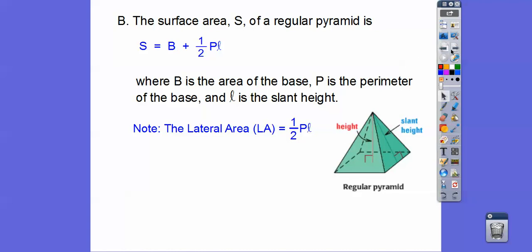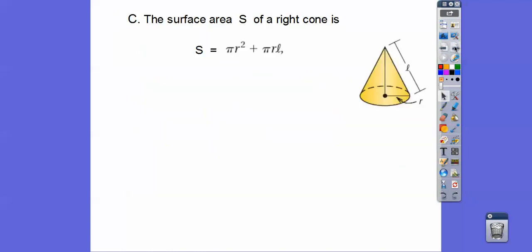Anyway, oh yeah, surface area of a right cone is the area of the base. The base is a circle, pi r squared, and then the perimeter is the circumference, which is 2 pi r. So half of that is just pi r. So this is still base plus 1/2 PL, but the base is pi r squared, and so 1/2 of the circumference is just pi r, and then there's L. So there's our formula for the surface area of a cone.